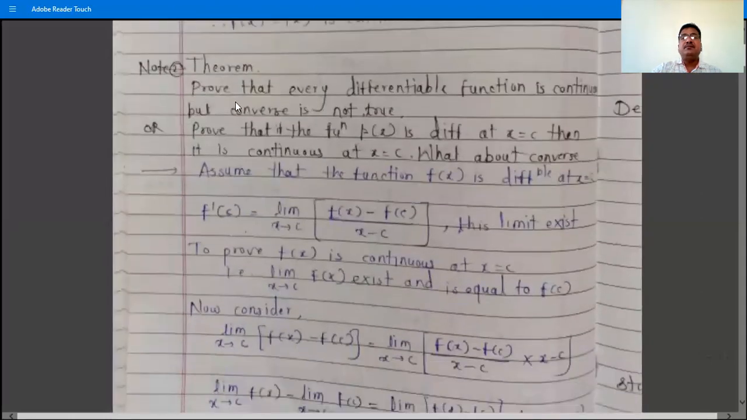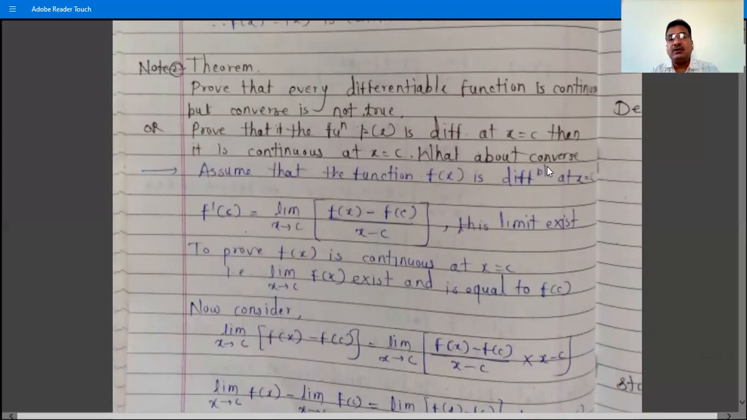Next is a theorem. Prove that every differentiable function is continuous, but the converse is not true. That is, if the function is differentiable, then the function is continuous at that point. But the converse is not true. Prove that if the function f(x) is differentiable at x equal to c, then it is continuous at x equal to c. What about the converse?